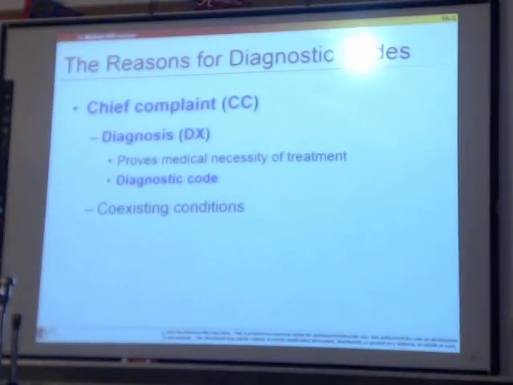The other thing we have to do is code coexisting conditions. What that means is maybe someone comes in with pneumonia, but they also have COPD, chronic obstructive pulmonary disease, and they also have congestive heart failure. We have to code those things as well because those impact that pneumonia. So we want to code coexisting conditions as well.